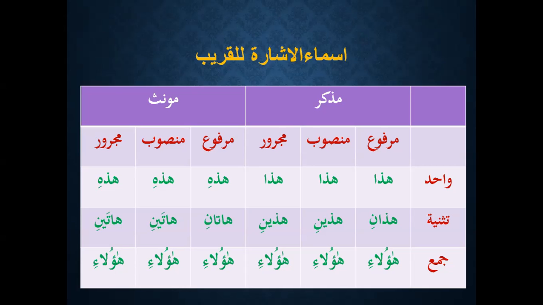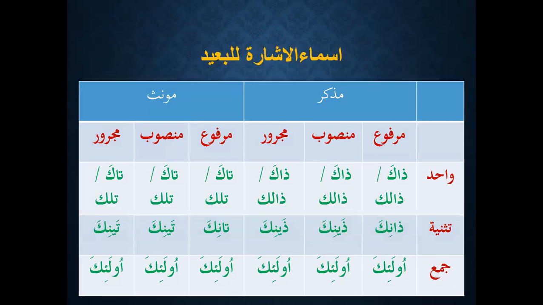Okay, for mudhakkar, for muannas. Likewise, for ba'id, it would be dhalika or dhaka, in all three states. For muannas, taka or tilka: tilka rusul, dhalika al-kitab. Rusul is a broken plural. That's why you can bring muannas as well: tilka rusul or dhalika rusul.